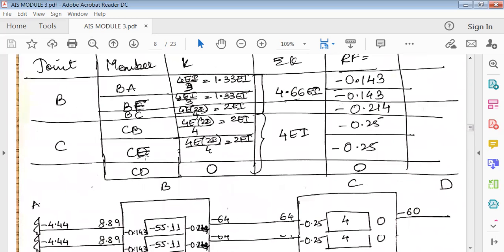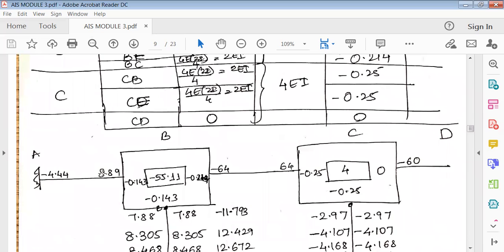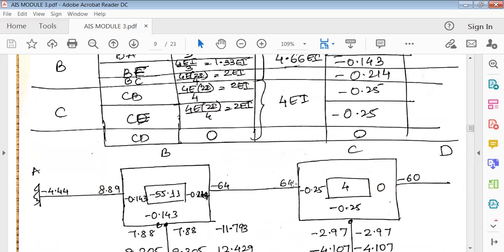Minus 4.44. Then BA 8.89. Then BC it is minus 64. CB it is plus 64. Then CD it is minus 60. And at D it is 0. Alright. Okay. Next. Mark this rotation factors.